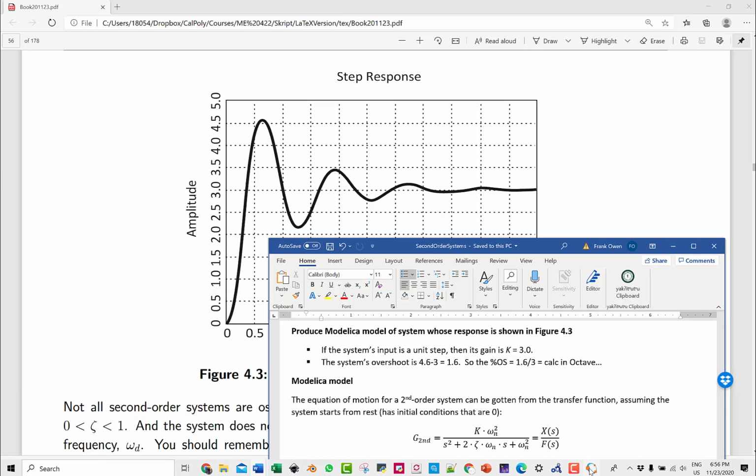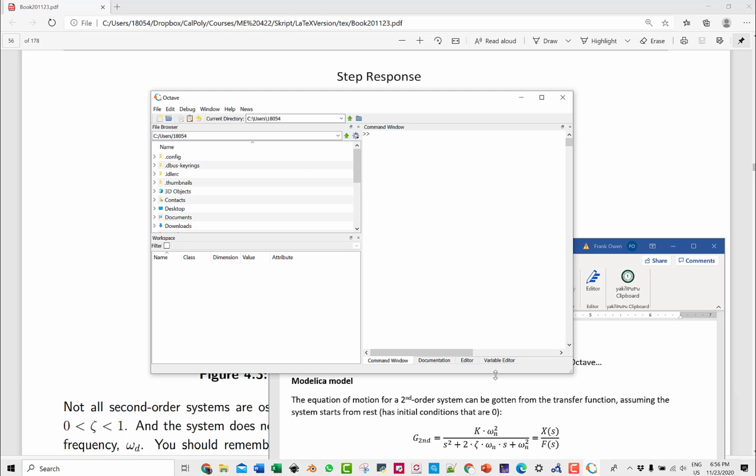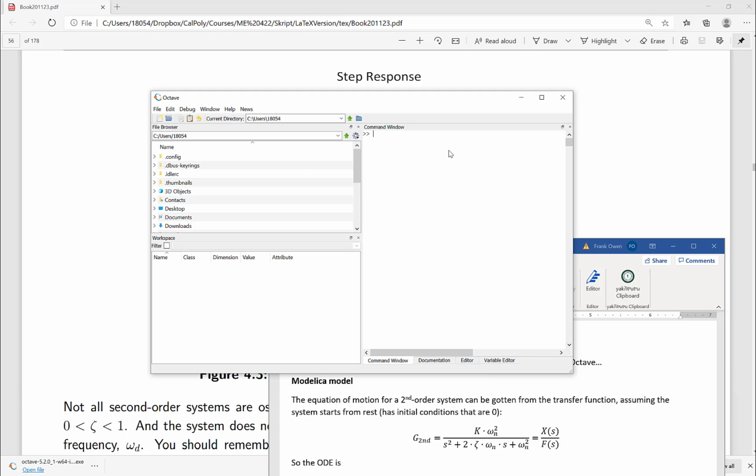So I go to Octave. Octave can be downloaded for free. Just look for Octave or GNU Octave, and you wind up with something like this. So I'm going to calculate the percent overshoot. Percent overshoot equals 1.6 divided by 3. So I have about 53.3333. That is the amount of overshoot I have, so 53.333%.